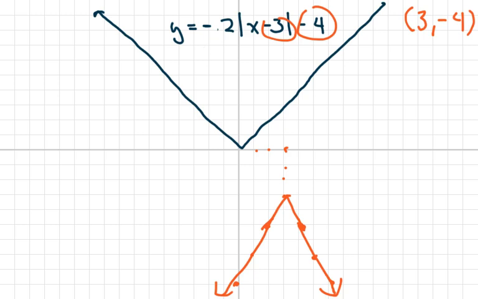Okay, the next thing we're going to do is do more graphs of these in vertex form. We're going to do about 5 of these.